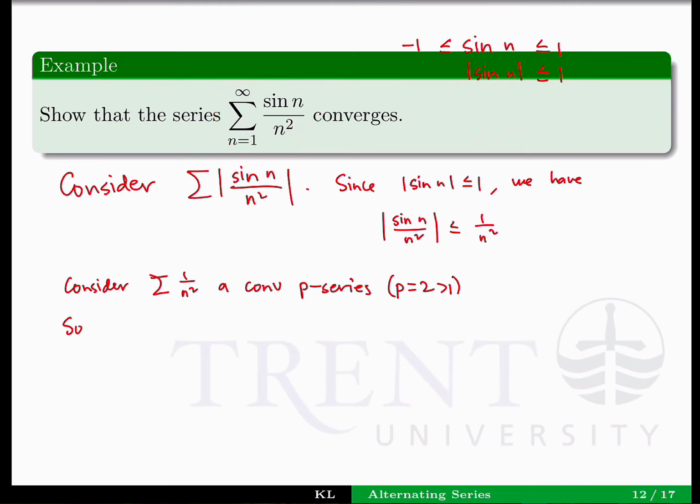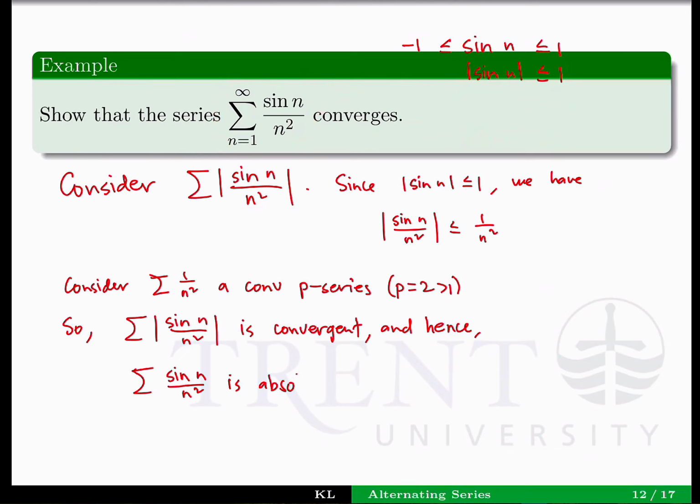So let us just write it over and over again. This means the series absolute value of sine n over n squared is convergent, and hence, without the absolute value, series sine n over n squared is absolutely convergent. Therefore, it is convergent. The sum sine n over n squared is convergent. Okay?